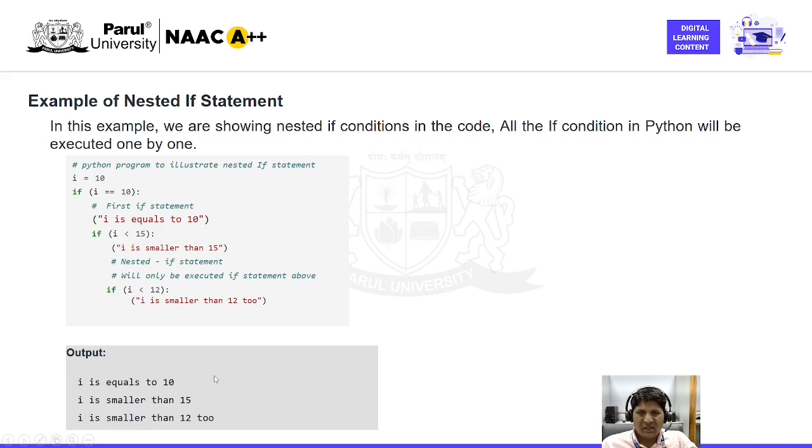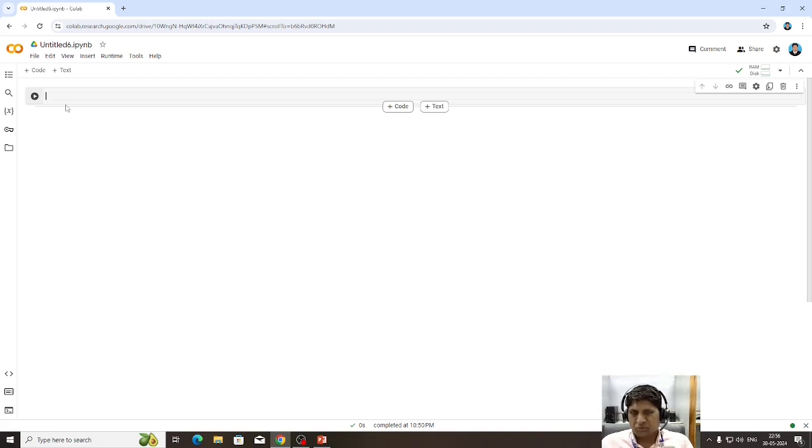For example, we will demonstrate it in Google Colab. Suppose, for example, right here I equal to 10. I write the same code that I explained to you in the example. I equal to 10. If I double equal to 10, double equal to is used to check equality. If the I value is equal to 10, then print I is equal to 10.